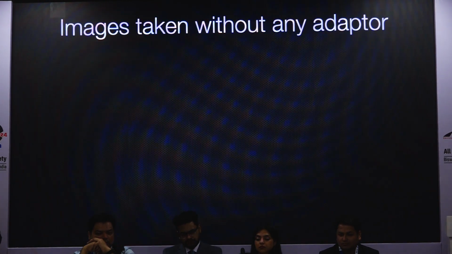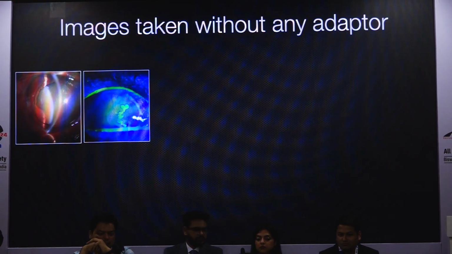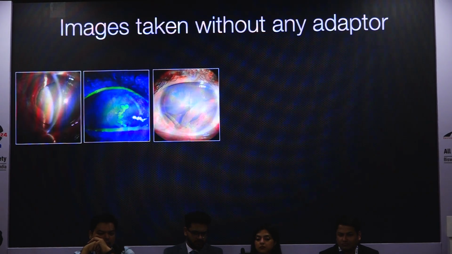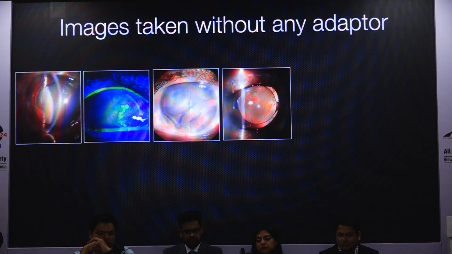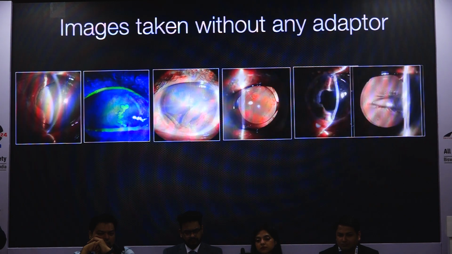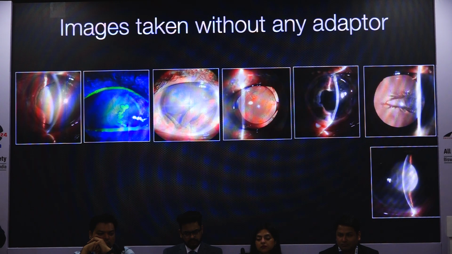So these are the few images which I have taken. So this is a subluxated case of cataract with anterior subluxation of the cataract, then viral keratitis, iridodialysis, a toric IOL in place, one of the peritoneal keratoplastic graft, ruptured anterior capsule, phacomorphic glaucoma.